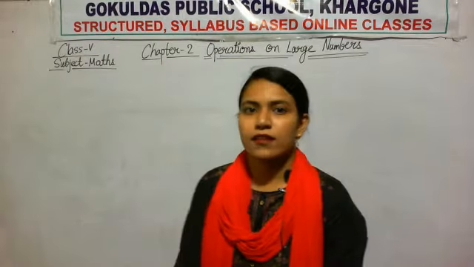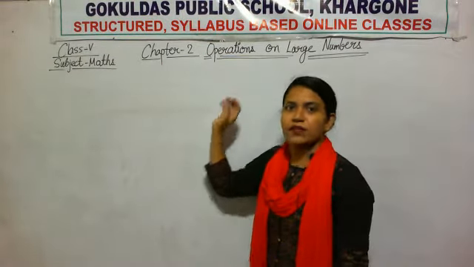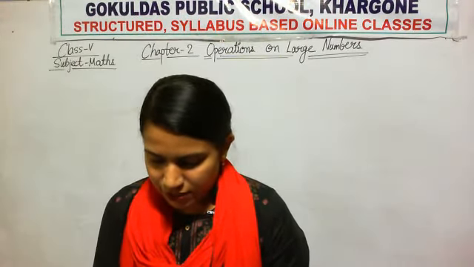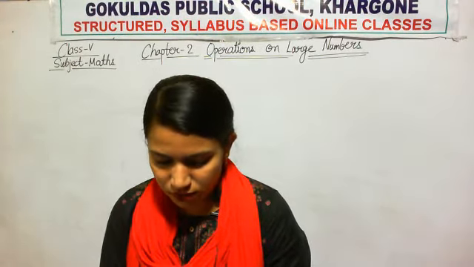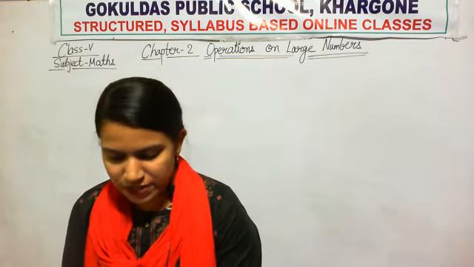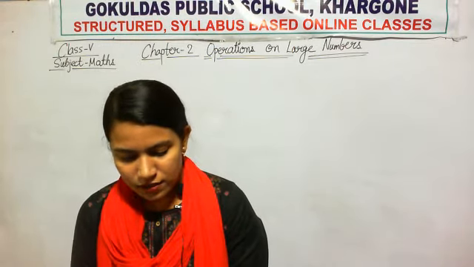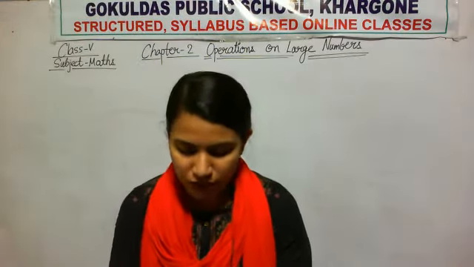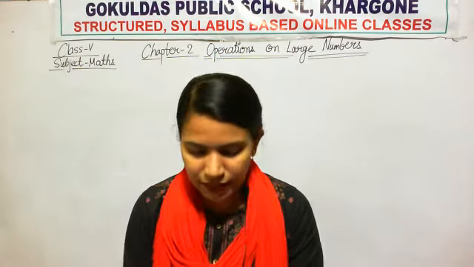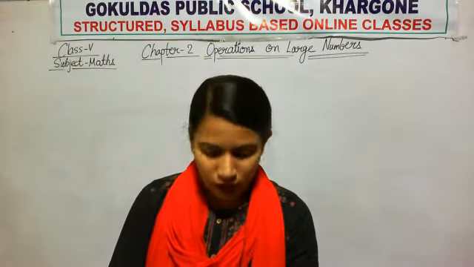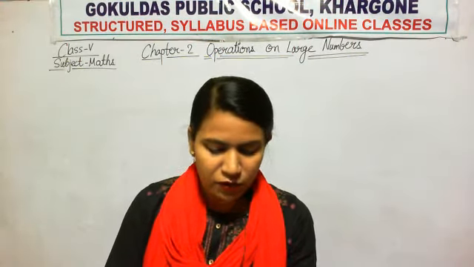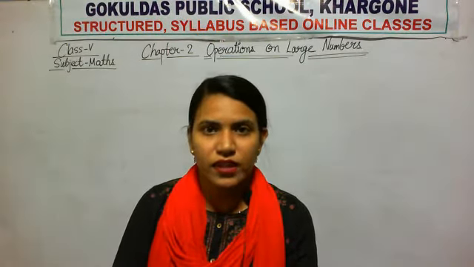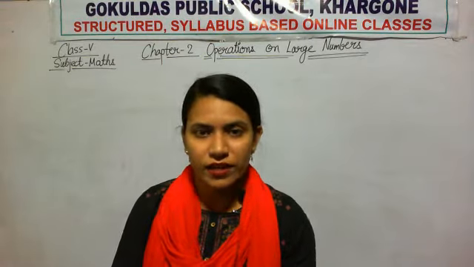Now you understand the name of the chapter. In this chapter we are going to discuss 4 exercises. Exercise 2.1 is based on addition and subtraction. Exercise 2.2 is based on multiplication. Exercise 2.3 is based on division. And in exercise 2.4, that is the last exercise of this chapter, we will learn average, to find the average of numbers or of data.